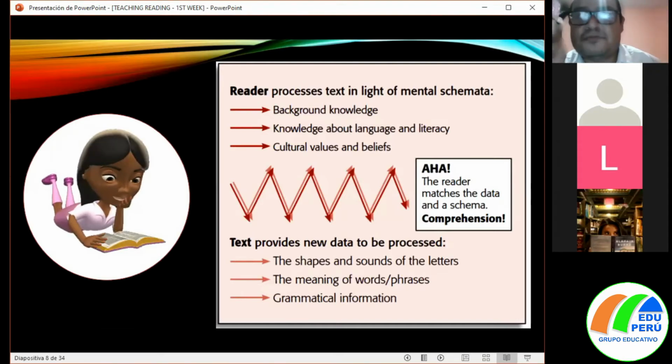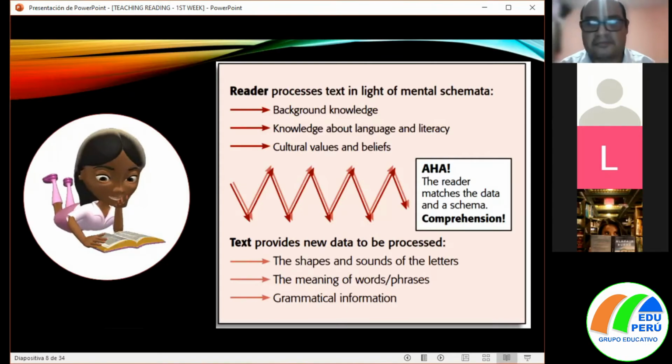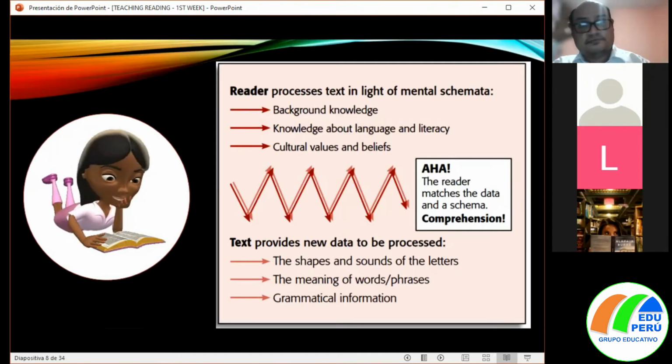Bottom is where the most important thing is the text. It provides new data to be processed. So the shape and sounds of the letters, the meaning of words and phrases, and some grammatical information. How do you call this aspect? Bottom-up. Yeah, that's right.